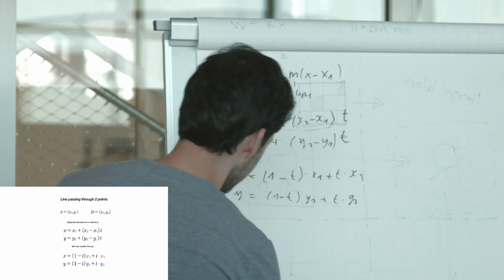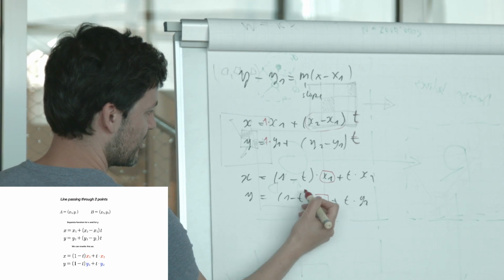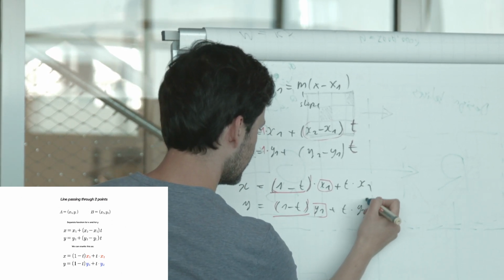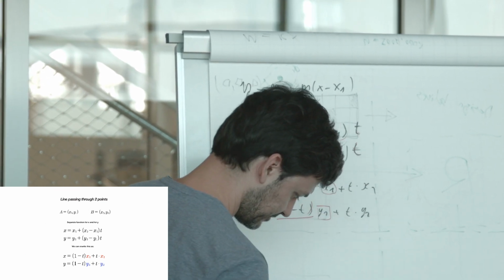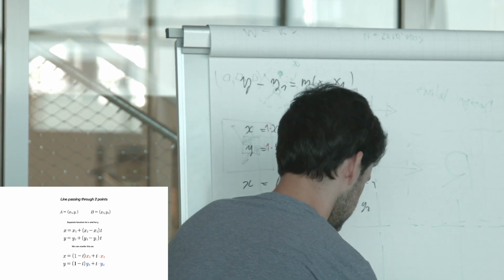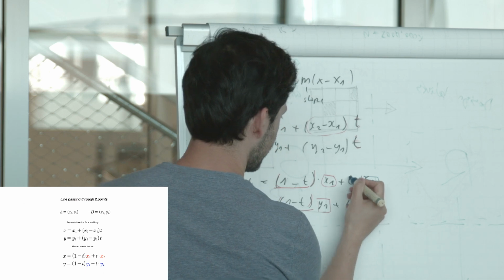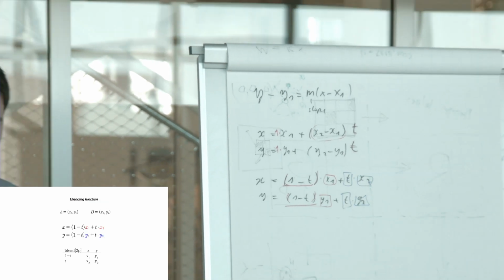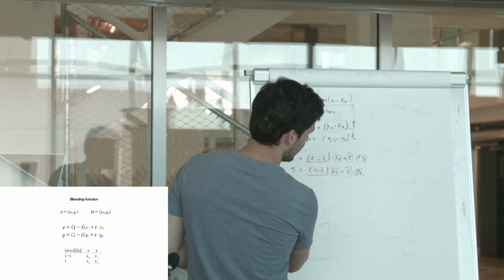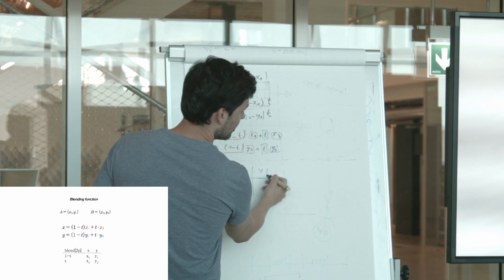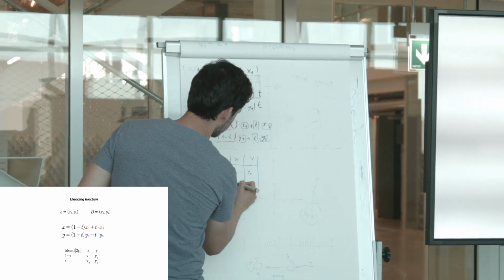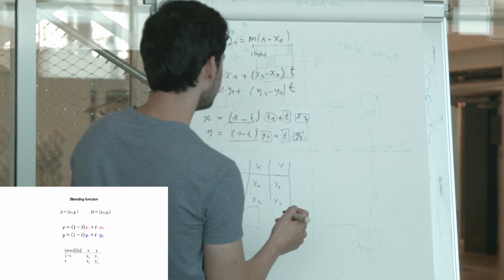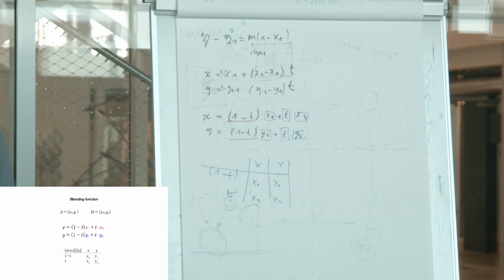Now it's easier to see that we always multiply x1 and y1 by 1 minus t, and we always multiply x2 and y2 by t. You can see this represented in a table. If we have x and y, with x1, y1 as the first point and x2, y2 as the second, we always multiply x1 and y1 by 1 minus t, and the other two we always multiply by t.